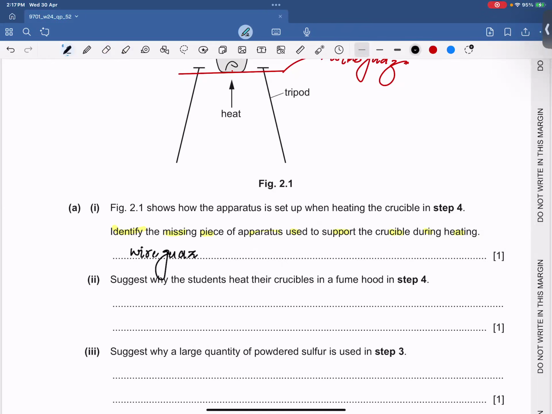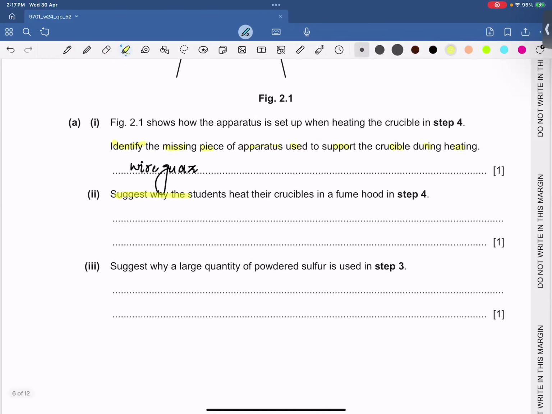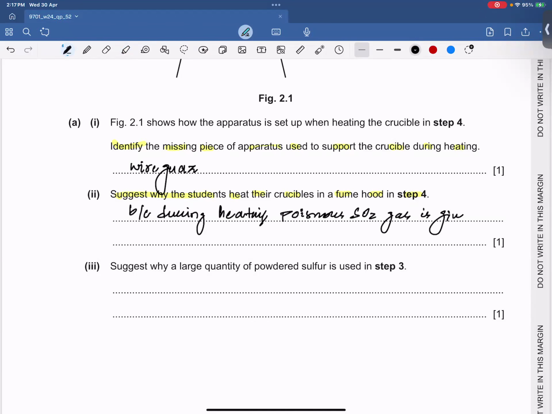Suggest why the student heats the crucible in a fume hood in step 4, because during heating, poisonous sulfur dioxide gas is given off, which causes lung irritation.